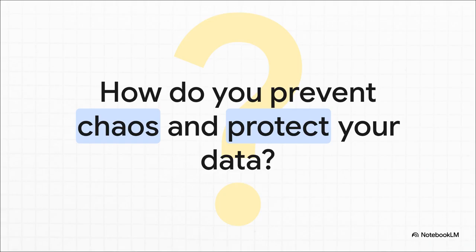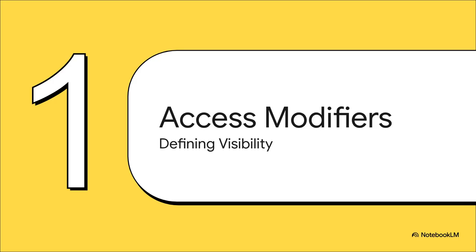When you're building a simple program, it's pretty easy to keep track of everything. But as your application starts to grow, it can quickly turn into a tangled mess. So how do you manage all that complexity? Well, Java gives us three key tools to solve this exact problem: access modifiers, packages, and interfaces. Let's master them.